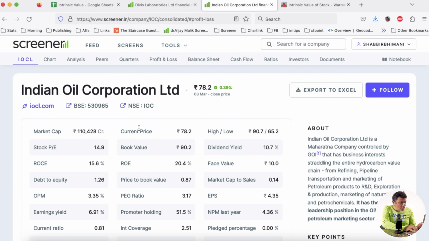Now, with Indian Oil Corporation, we will look into a different kind of scenario where we will see only the dividend yield of the business, and dividend is the money that is being paid back to us. So let's say I have 78 rupees. So I invest in this business.